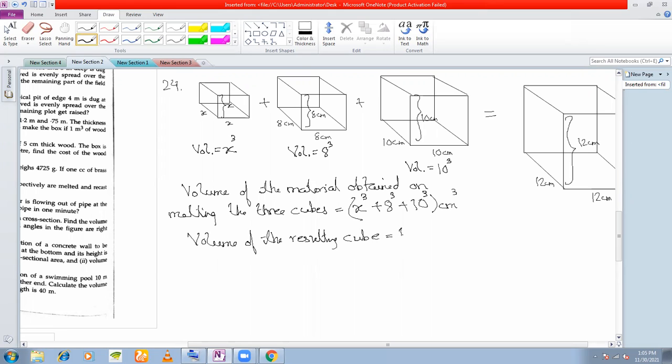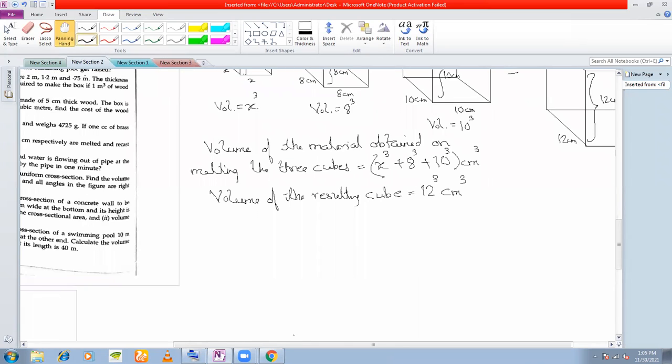Is equal to 12 cube, right? Centimeter cube. Therefore, because I'm not wasting any material, these two volumes must be equal, because all the material from the three cubes is being used in making the fourth cube of edge 12 centimeters. So x cube plus 8 cube plus 10 cube must be equal to 12 cube. Now we just need to solve this equation.